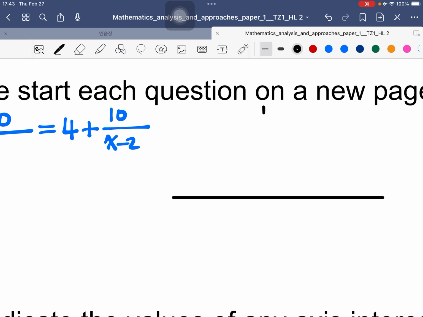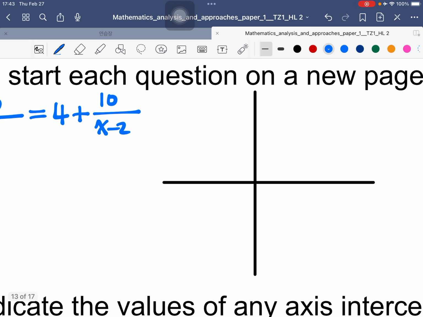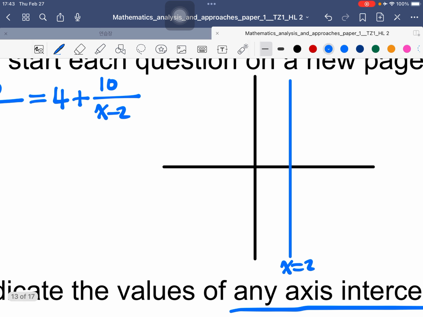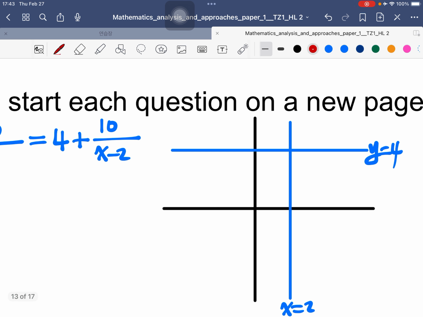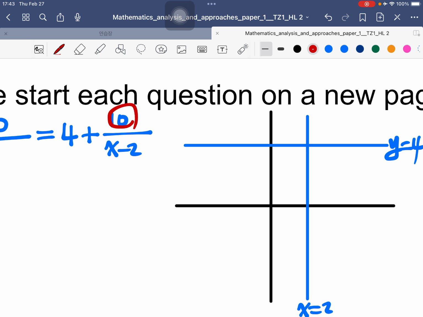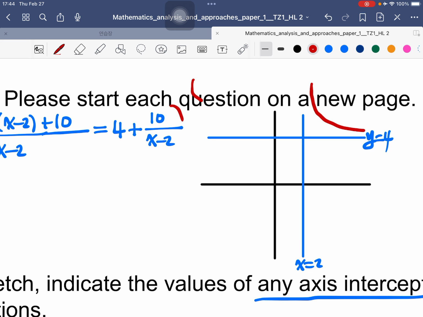This is the x-axis, this is the y-axis. We can graph the vertical asymptote first. This is the vertical asymptote x equals 2. The horizontal asymptote is y equals 4. 4 should be around here. This is y equals 4. Because this number is positive, that means the graph is located in the fourth and third quadrant like this. So this one should go like this. Another one is in the third quadrant, covering the x-axis and y-axis, touching.